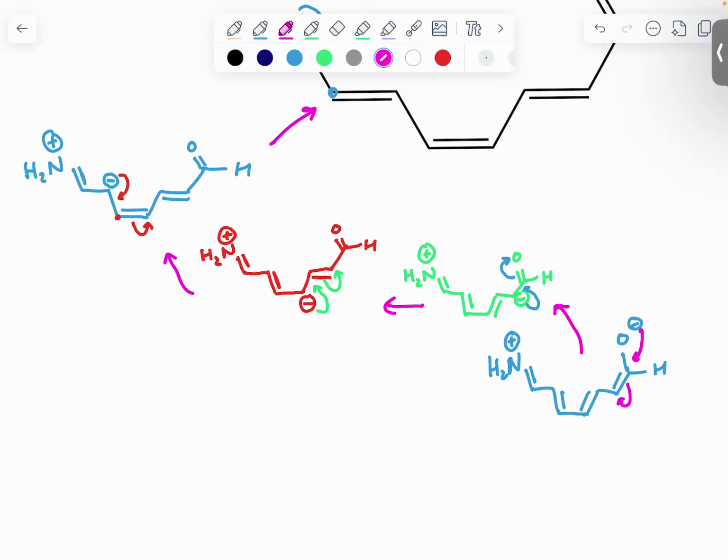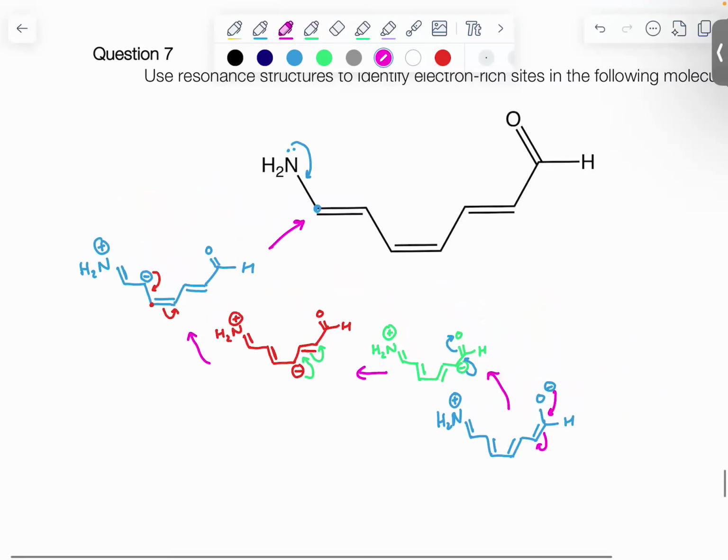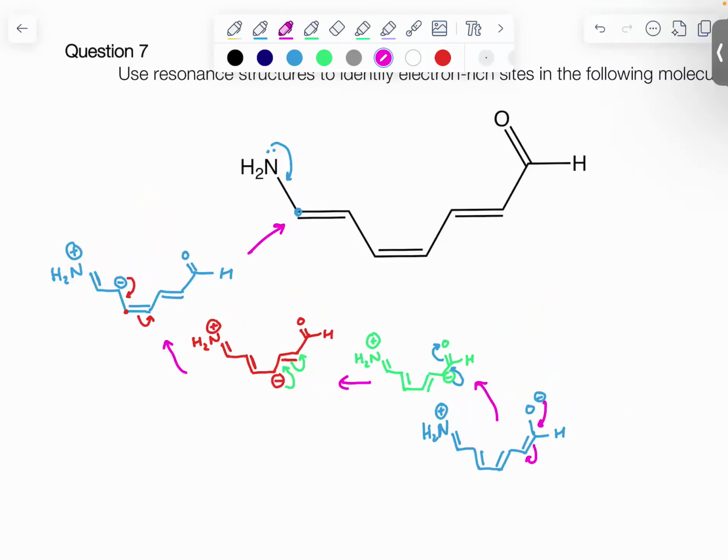What do you notice about the overall charge with all of these molecules? It stays the same. This structure, what is the charge of the overall structure? Neutral, 0. It has no positives and no minuses. What about this one? It's also going to be 0 because we have one positive and one negative.